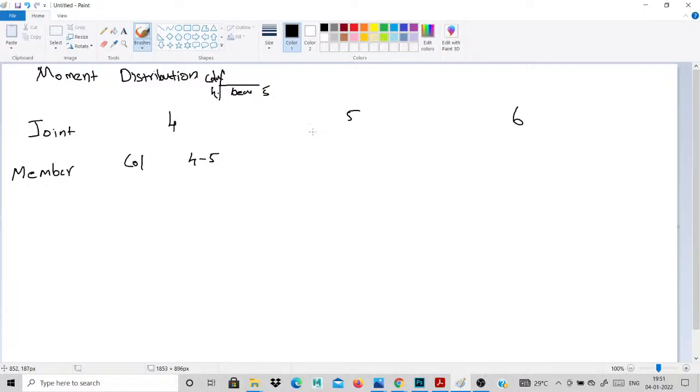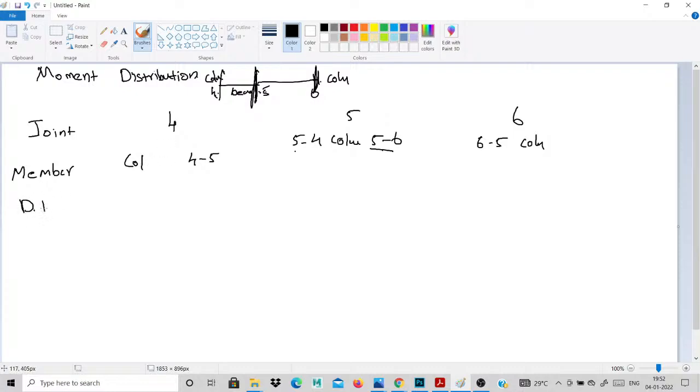Then go to the fifth joint. The fifth joint also has two numbers: 5-4 for the beam and 5-6 for the beam. The column is in the center portion, so the column is there. This moment is a column moment, so I mentioned this column. Then go to 6. The 6 is also the same: 6-5, and then the column moment. This is the column moment, so I provided this column moment.